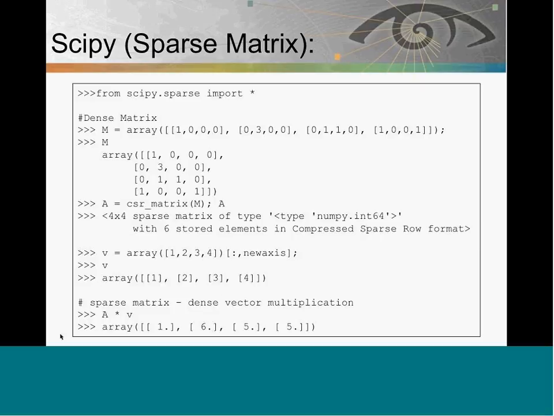Look at the sparse matrix function in SciPy. Import scipy.sparse, and first let's assume we have a dense matrix, which has 4 rows. Now you want to convert this into a sparse matrix, and there is one called csr_matrix, which will convert this dense matrix into the sparse matrix.